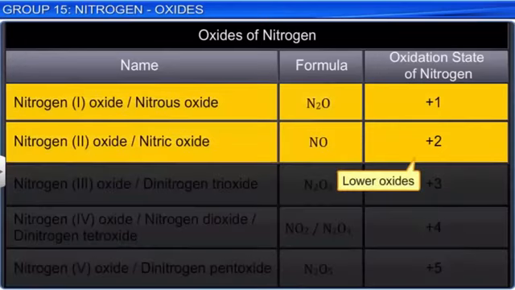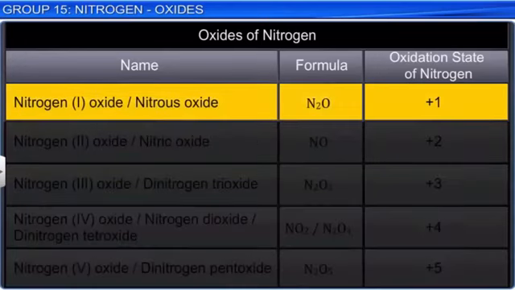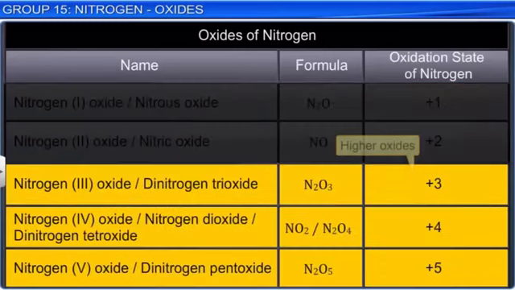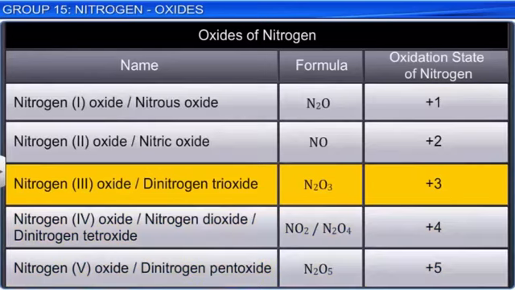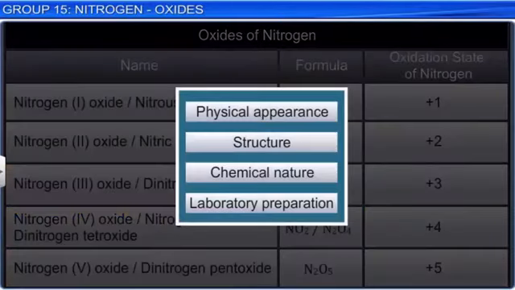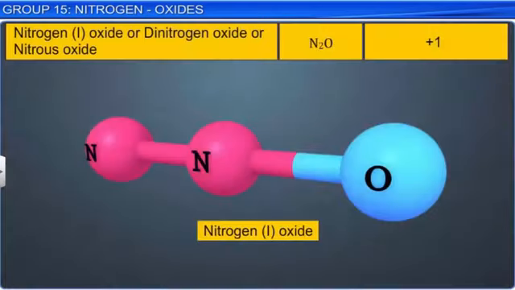You can see that the lower oxides include nitrogen 1 oxide and nitrogen 2 oxide, while the higher oxides include nitrogen 3 oxide, nitrogen 4 oxide, and nitrogen 5 oxide. We will discuss the physical appearance, structure, and chemical nature of each oxide, besides the most convenient method to prepare them in the laboratory. Let's start with nitrogen 1 oxide.